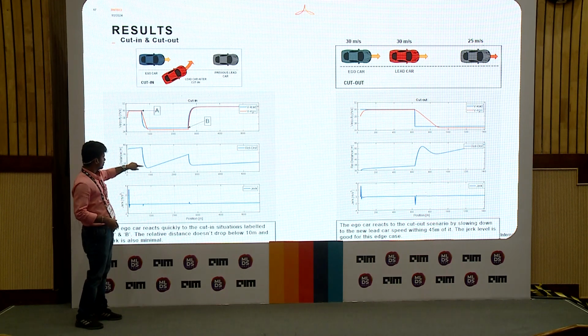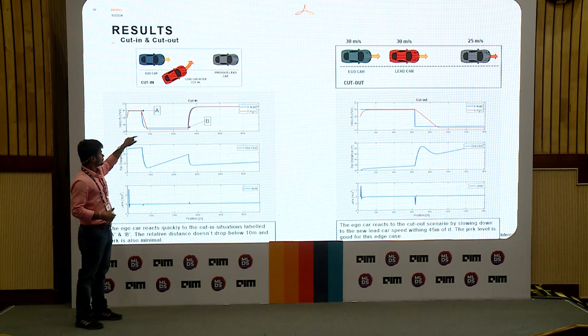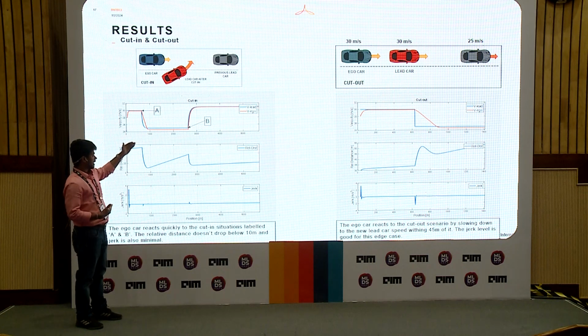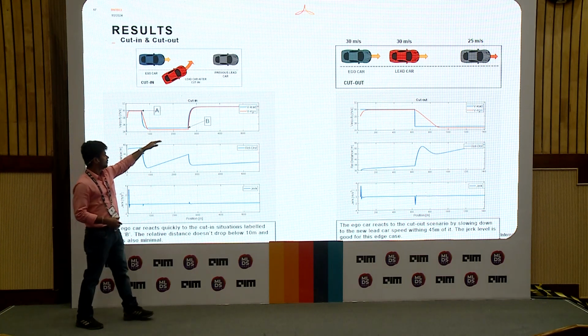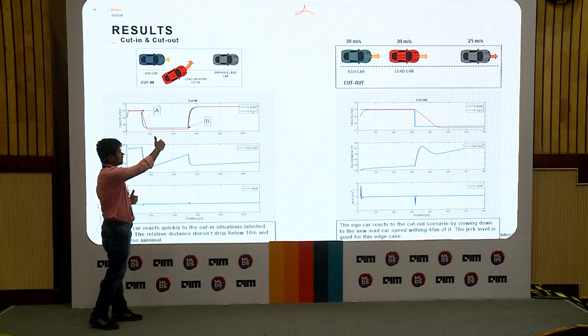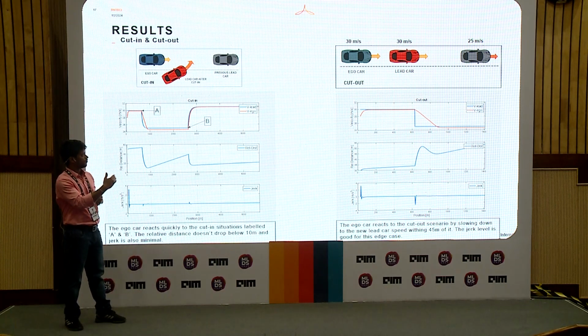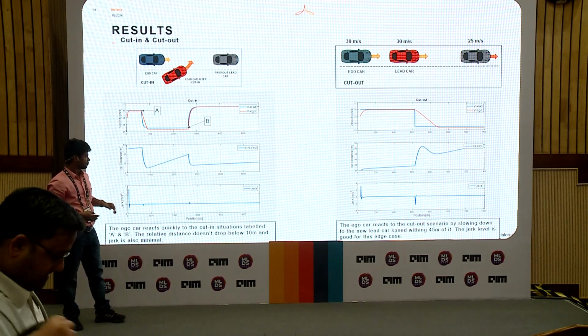If you see, the relative velocity suddenly came down and the ego car maintains and tracks well and also maintains the safety distance well. And here the new vehicle is cutting in, but the velocity of the lead car is very high. Still the vehicle adapts to follow the lead car here.